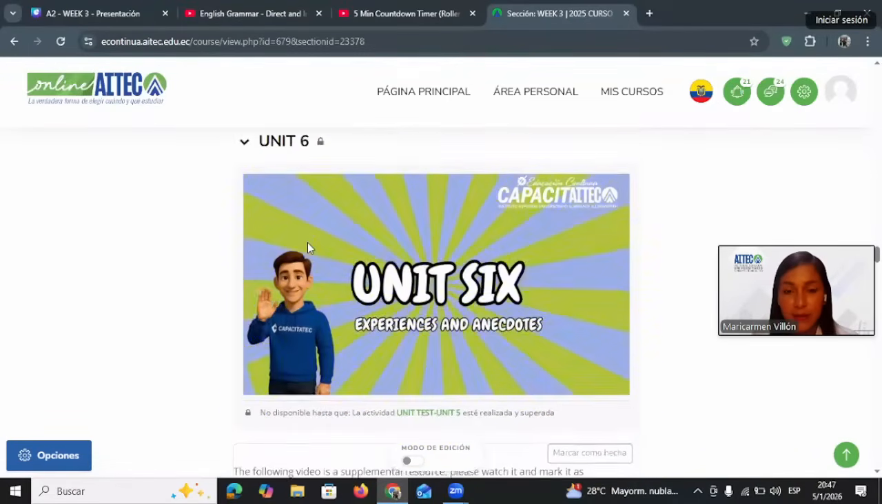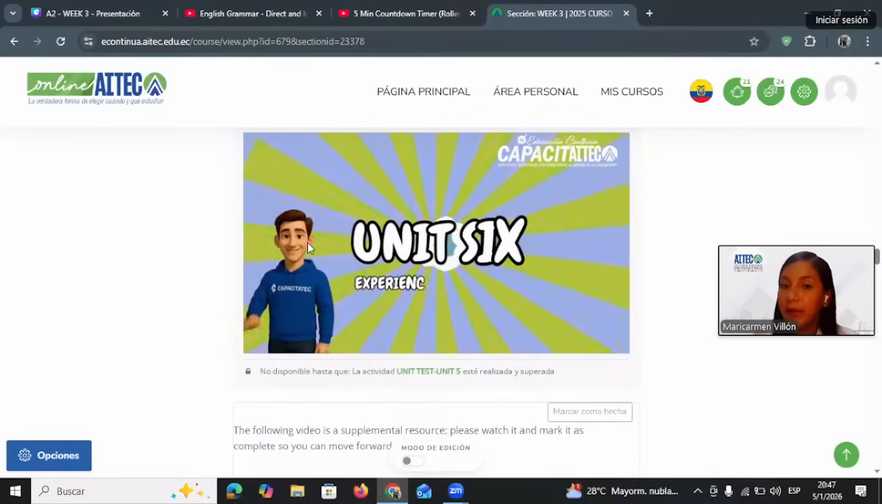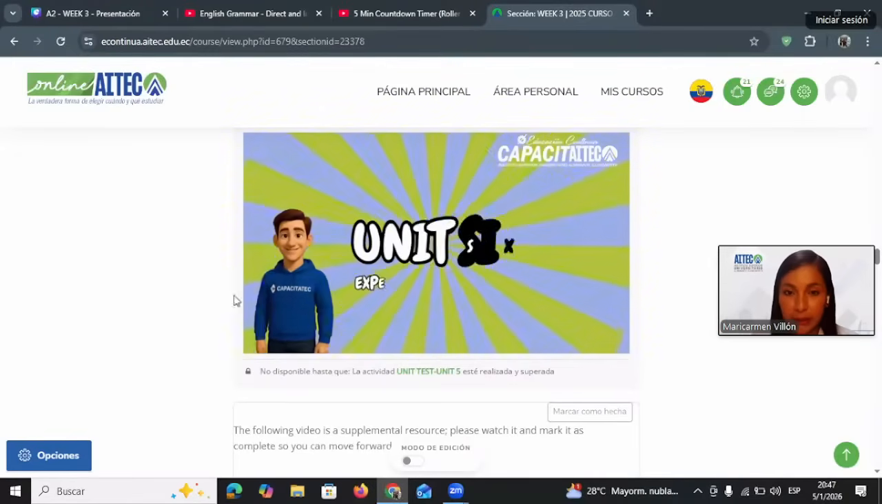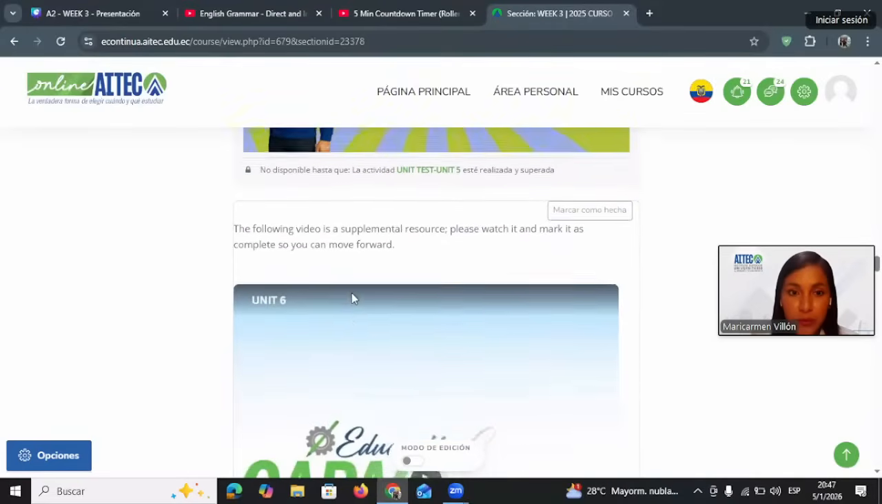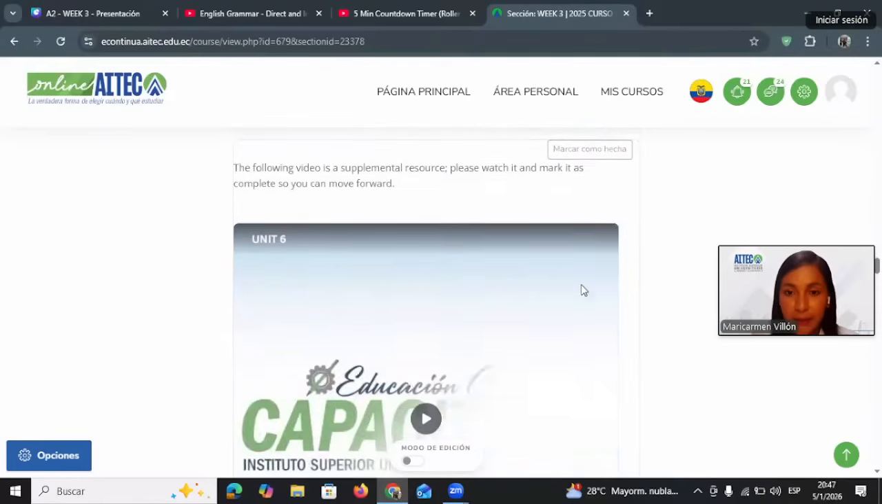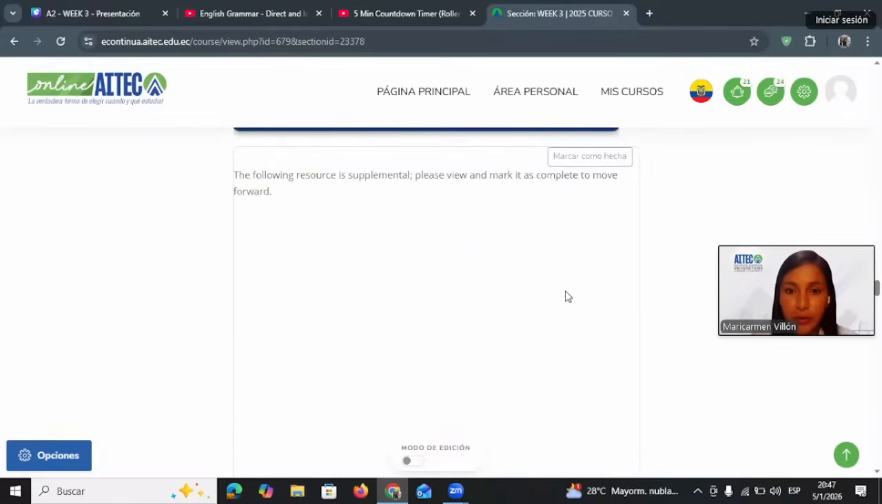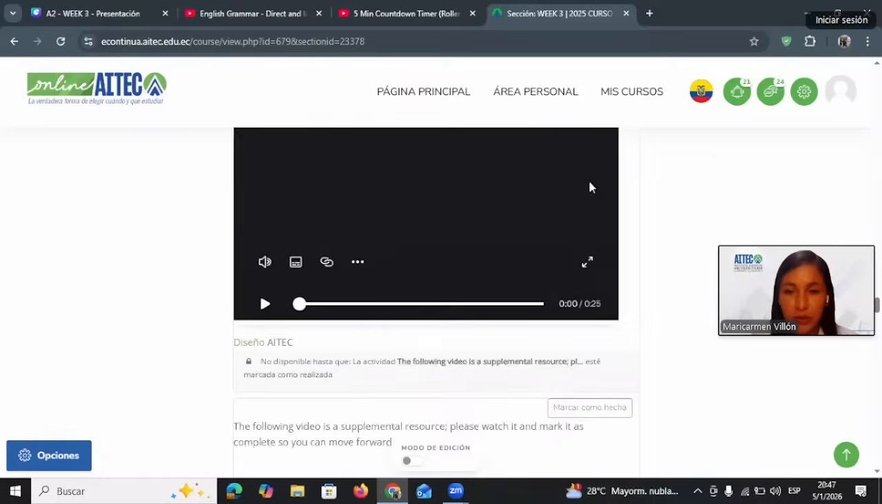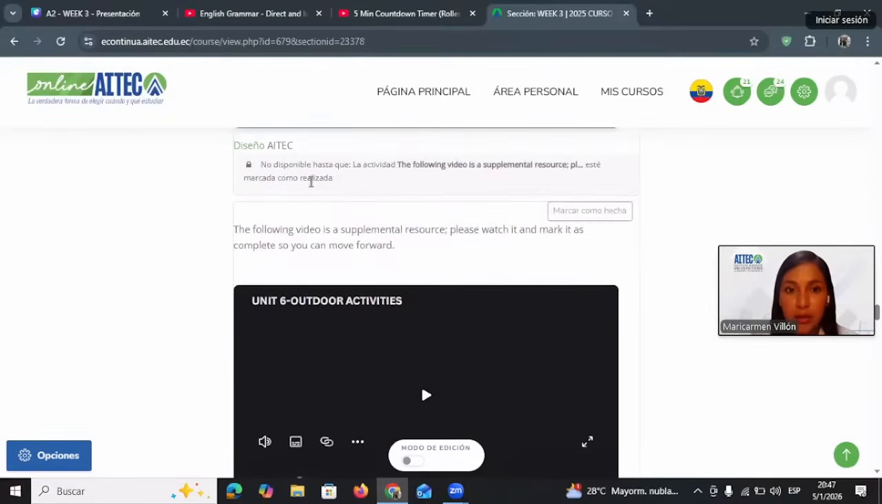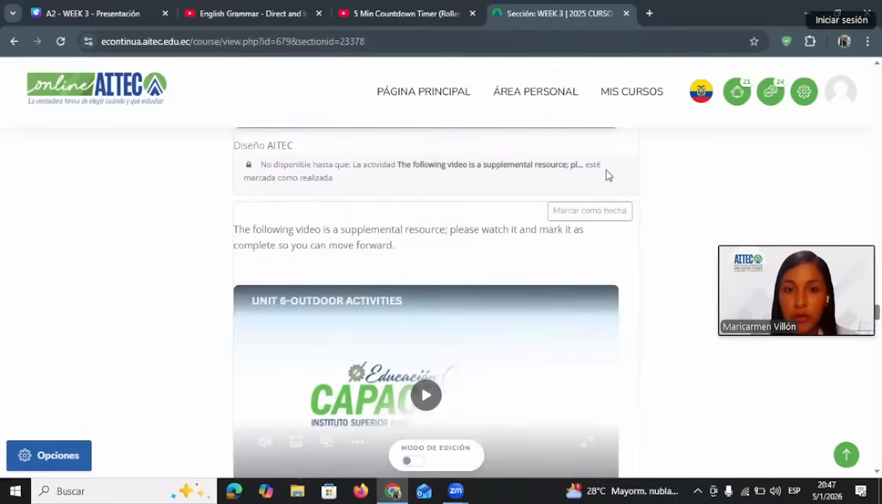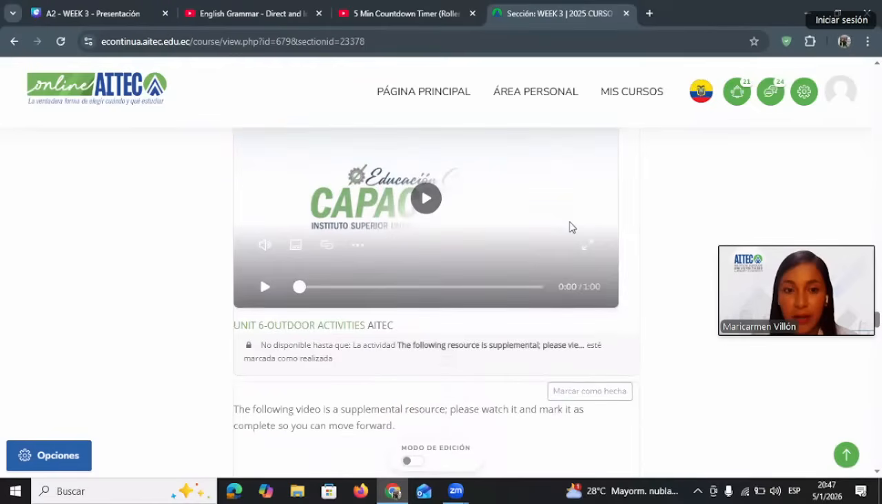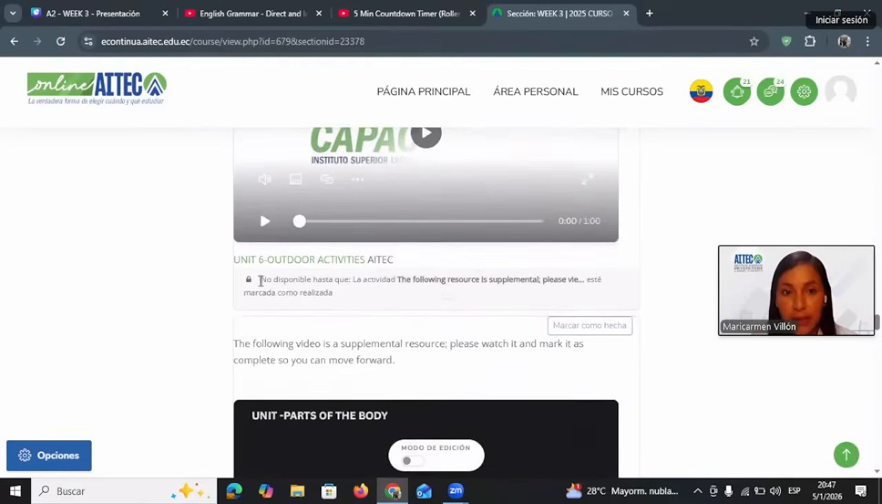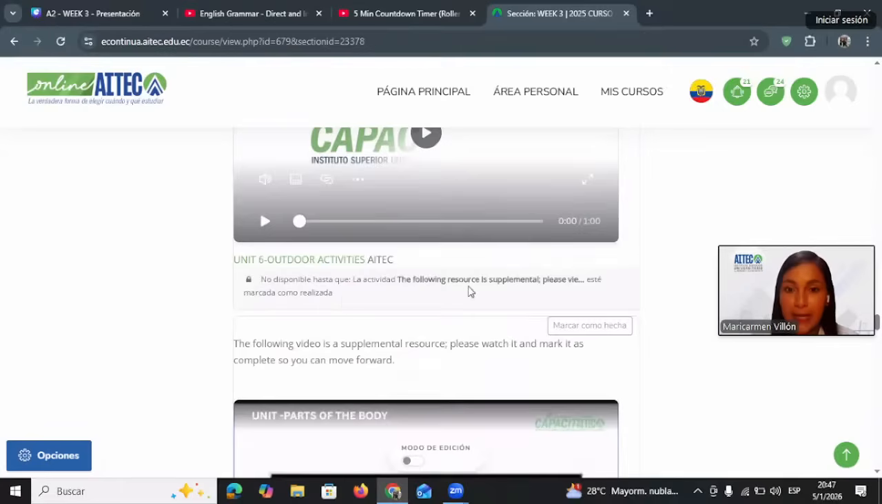Baja más, se encuentra con unit 6. Recuerden que cada unidad tiene 3 ejercicios y su prueba de unidad. Es decir, que son 4 actividades, 3 ejercicios y una prueba de unidad. 4 actividades por unidad. Veamos Unit 6. Entonces usted también le da clic en marcar como hecho. Va bajando, observa el video, marcar como hecho. Veamos hasta que esté realizada, no disponible, no se aperturan las actividades hasta que usted no observe y marque como hecho. Incluso aquí abajito les dice, lean las letras pequeñitas. ¿Ya?